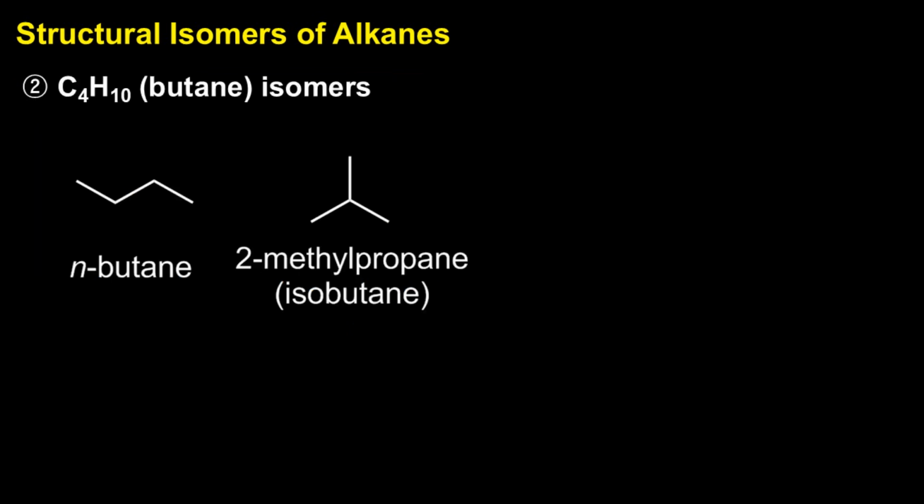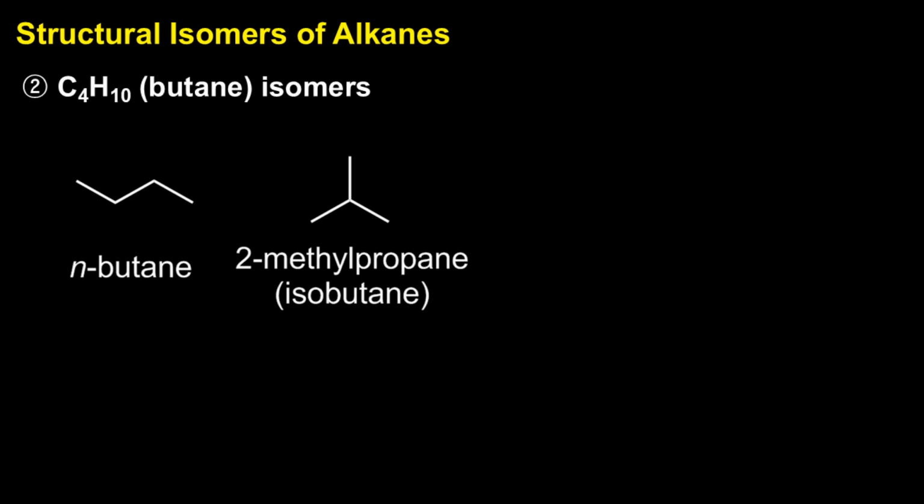Now, let's take a look at some specific examples of structural isomers in small alkanes and see how their structures are different. Take butane, C4H10, for instance. It has 2 distinct forms. The first is n-butane, which has a straight chain structure. All 4 carbon atoms are connected in a row. The second is 2-methylpropane, also known as isobutane. This one's branched. 3 carbon atoms form the main chain, and 1 carbon branches off the center, giving it a more compact shape.